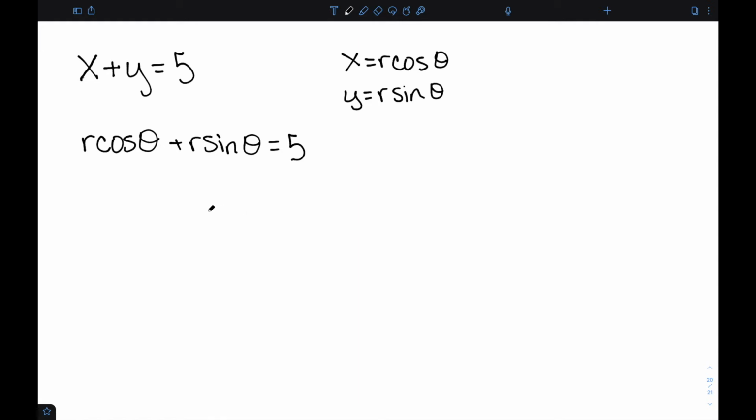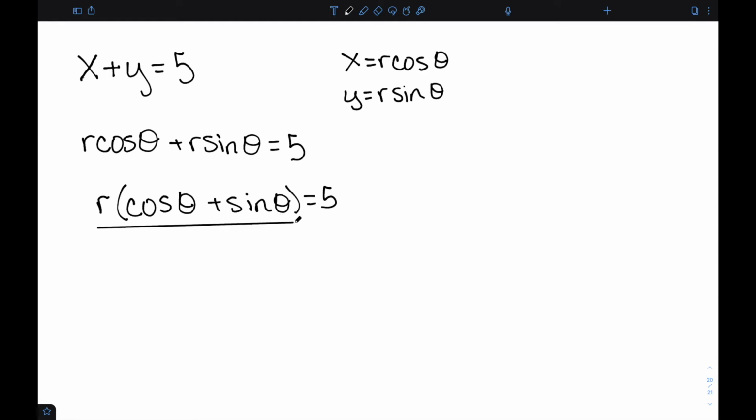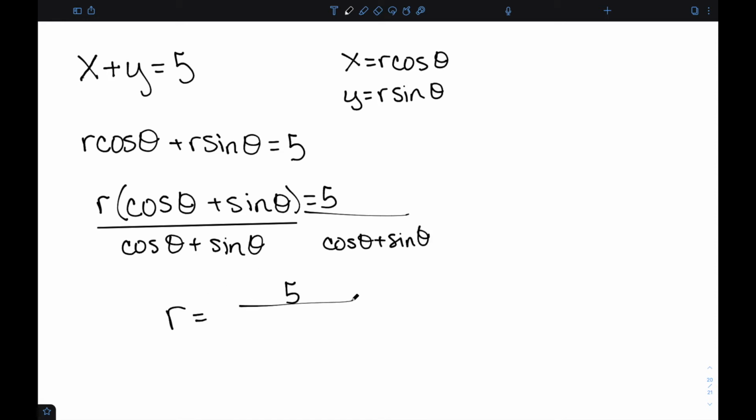We do like to have these equations solved for r, so I'm going to factor out an r and write this as r times cosine theta plus sine theta. And then I'm going to divide both sides by the parentheses, by cosine theta plus sine theta. That gives me the equation r equals 5 over cosine theta plus sine theta.